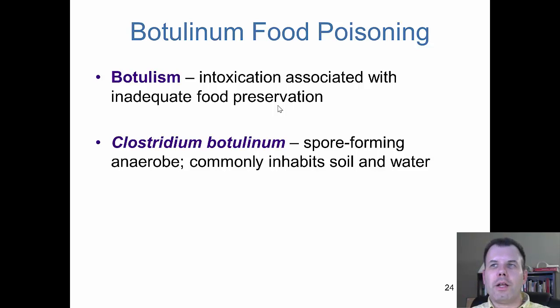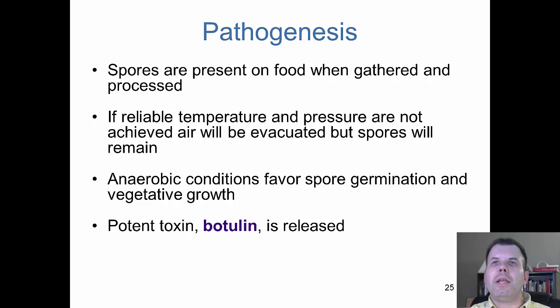So Clostridium botulinum is a spore-forming anaerobe commonly found in soil and water, again outside, associated with the ground. So again, preserving vegetables from a home garden, very common. Now, spores are present in food when gathered and processed. If a reliable temperature and pressure are not achieved, the air will be evacuated to create an anaerobic environment, but the spores will remain. So it's important that you do proper home canning. If you don't get the proper pressure and temperature, you're setting yourself up for this type of thing to occur.